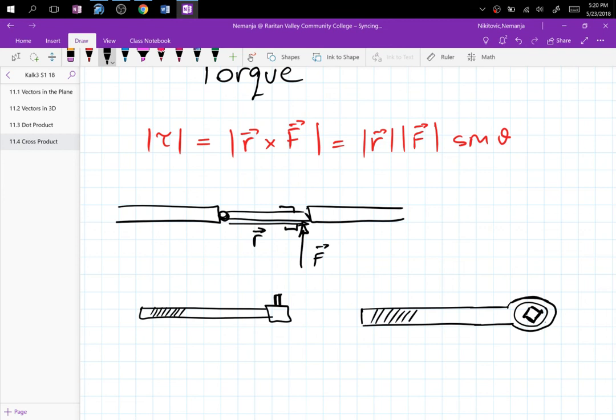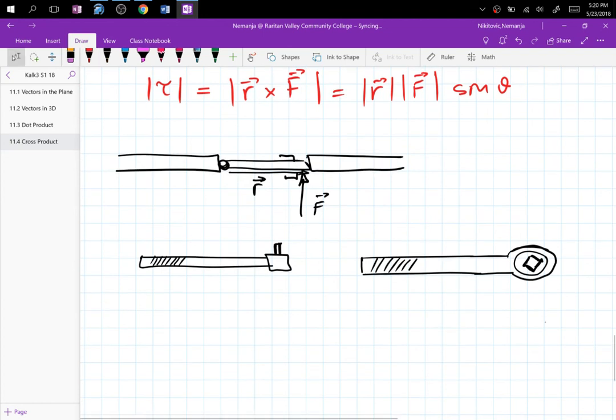Is there torque in a car engine? Yes. Shaft? Yes. Exactly. Yep.